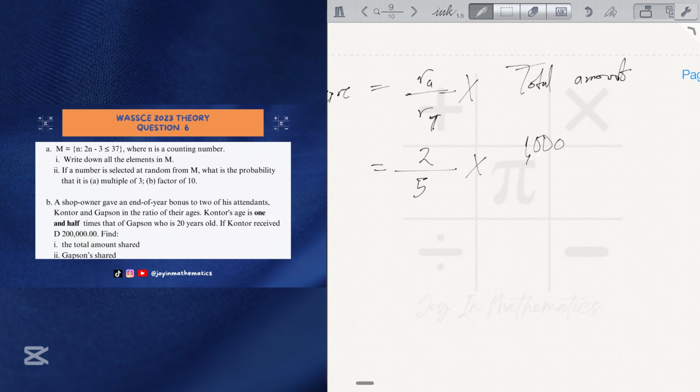Let's use 1 million divided by 3. So if we simplify this, we will have 400,000 divided by 3. The unit is naira.